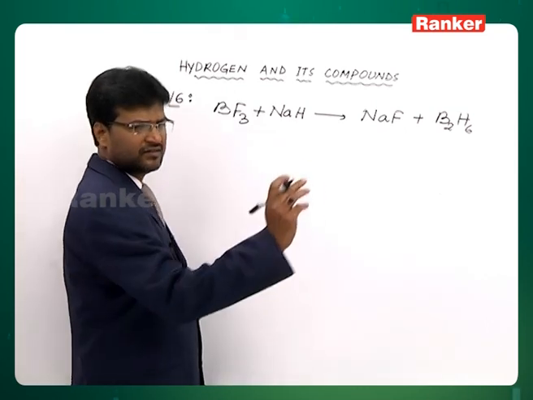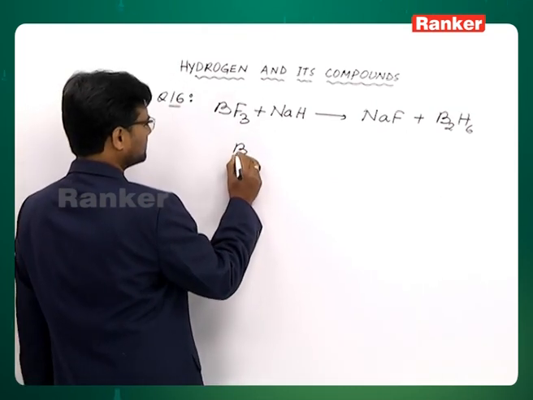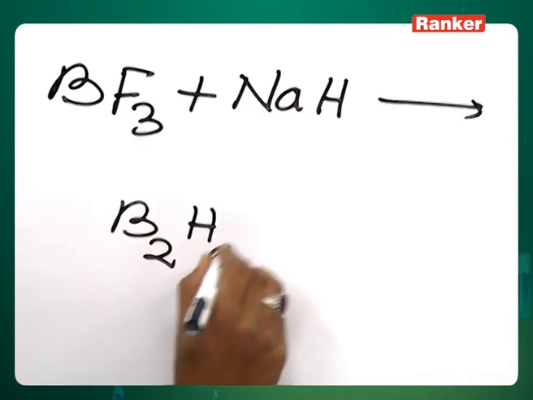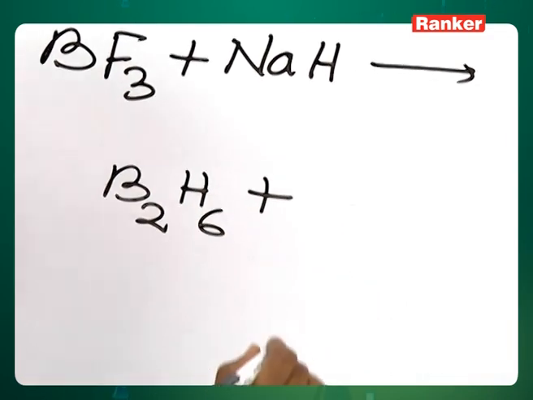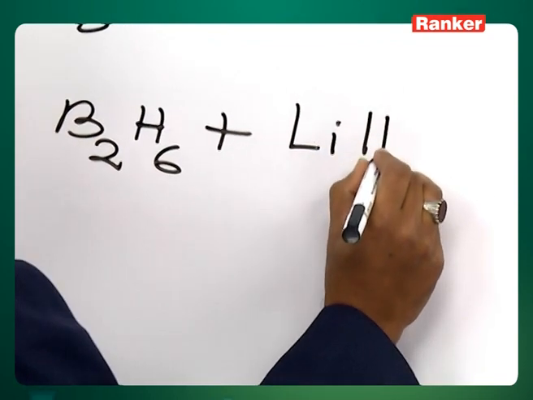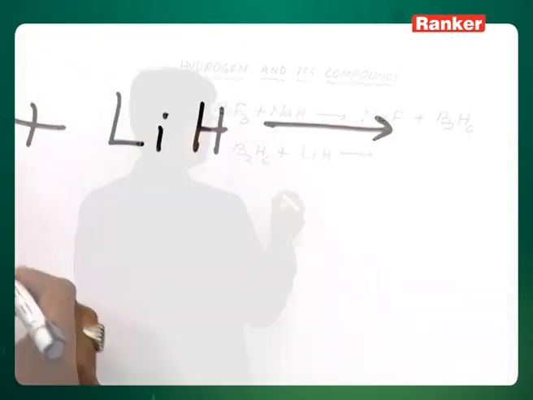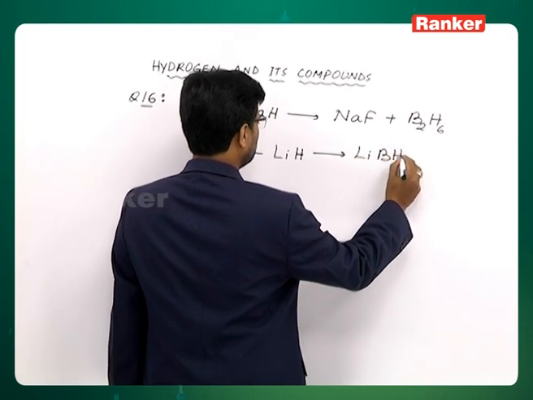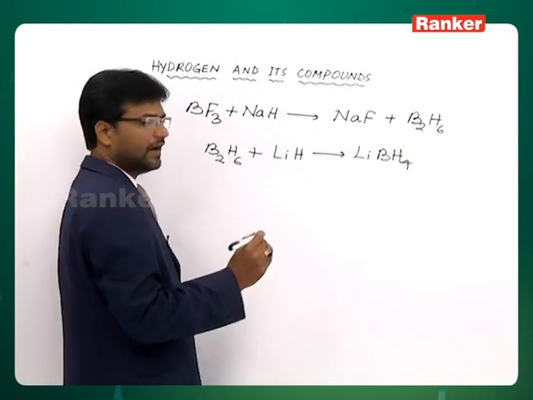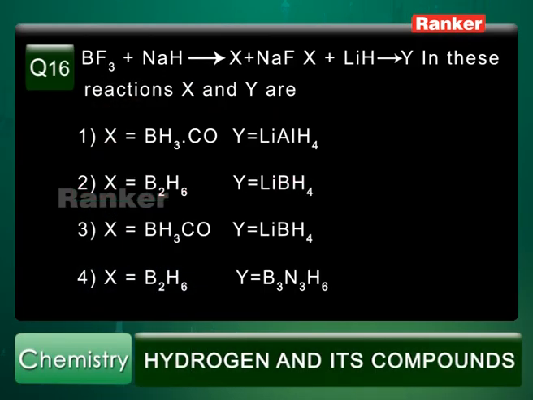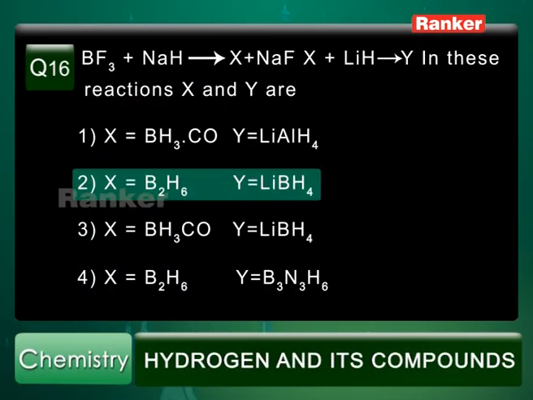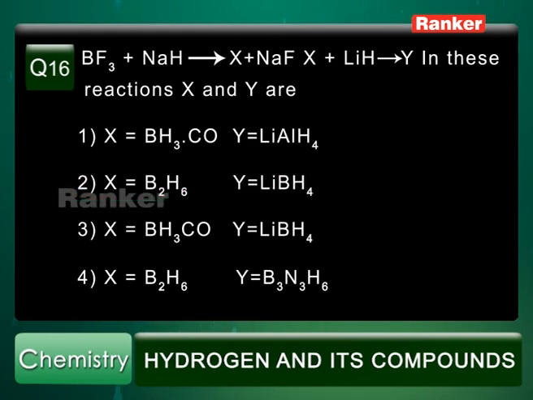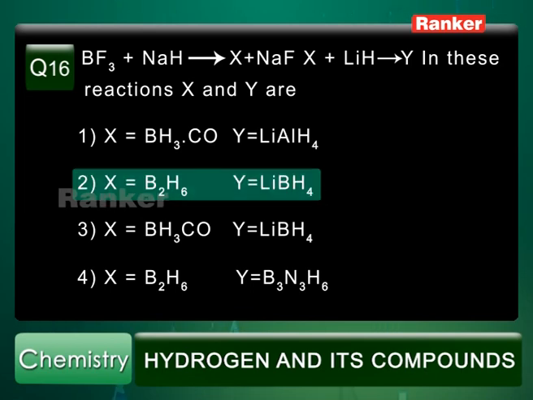Then B2H6, this is compound X, B2H6 reacts with LiH and you get LiBH4, lithium borohydride. Therefore, the correct answer is second option. X is B2H6 and Y is LiBH4, lithium borohydride.